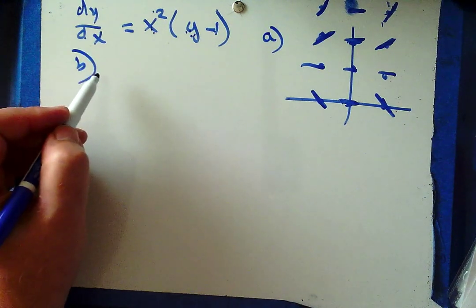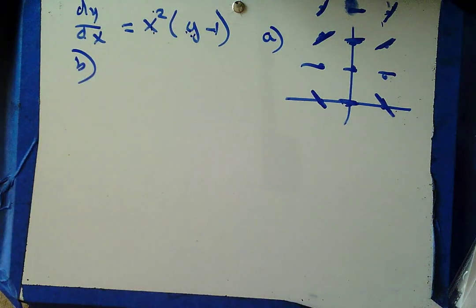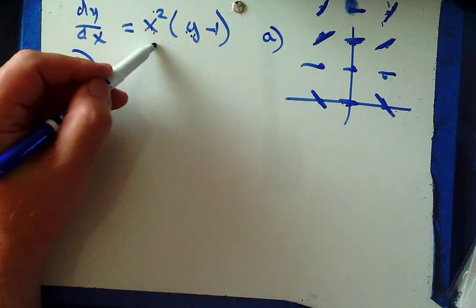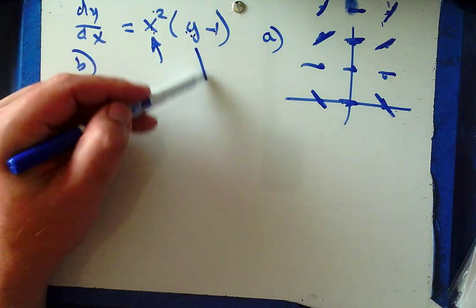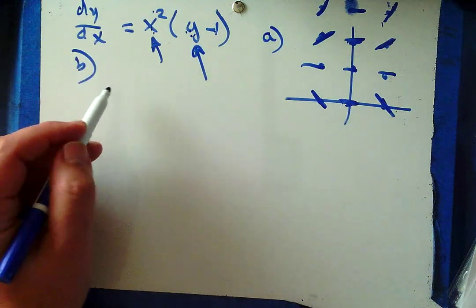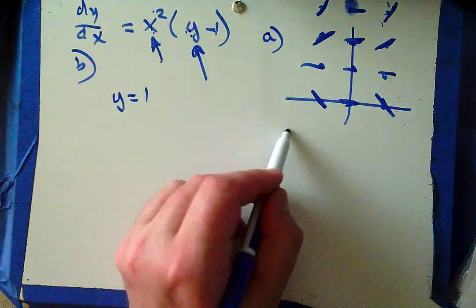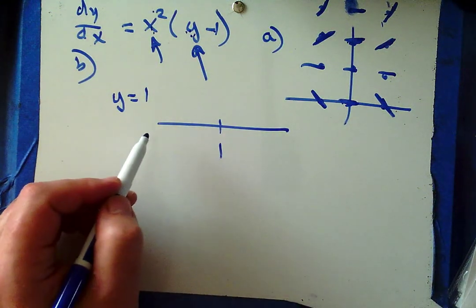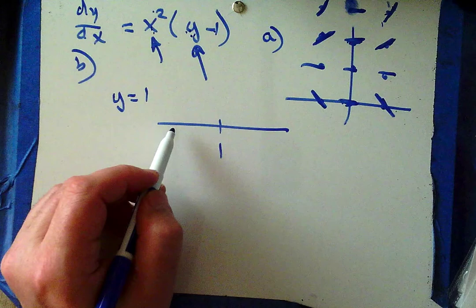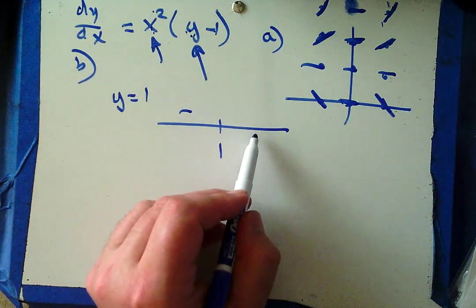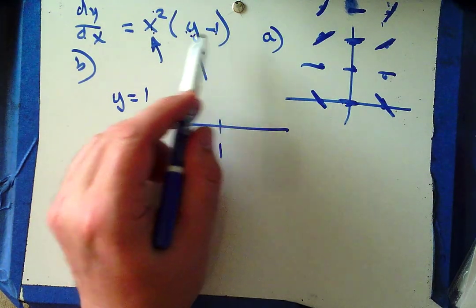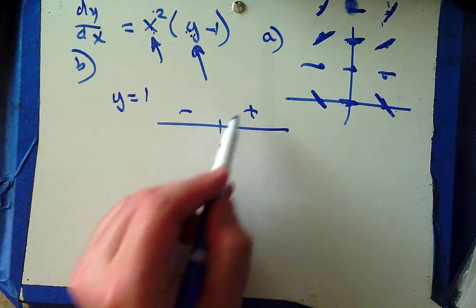Part B says, where are the slopes positive? Well, regardless of what x value I plug in, the slopes would always be positive. The only thing restricting the positiveness of my slopes is my y value. So let's take this y value of 1 and plug in some numbers on either side. If we plug in a 0, I get a negative times a positive is a negative. And if I plug in a 2, 2 minus 1 is positive times positive is positive.